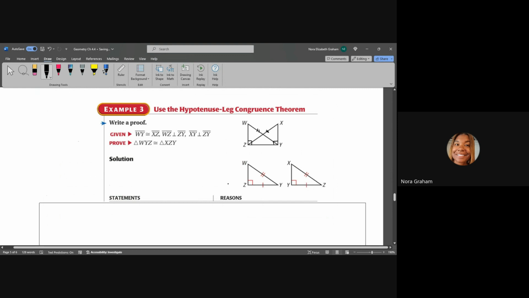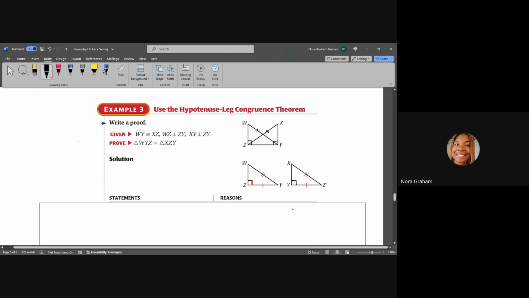So first we want to use the hypotenuse leg theorem, but I have to make sure that these triangles are both right triangles first, right? So since they gave us that WZ and ZY are perpendicular, by the definition of perpendicular, that means this is going to be a right angle. Same thing for this, it's going to be a right angle.